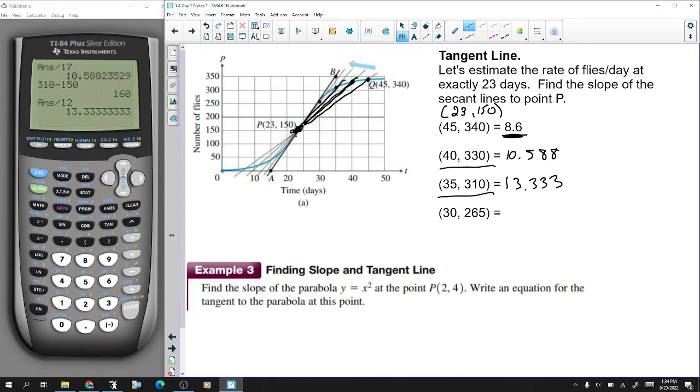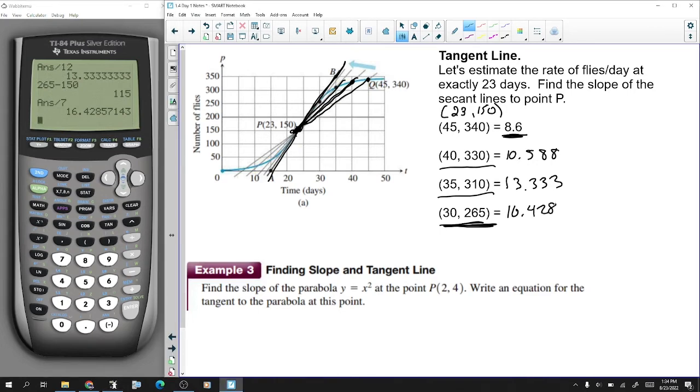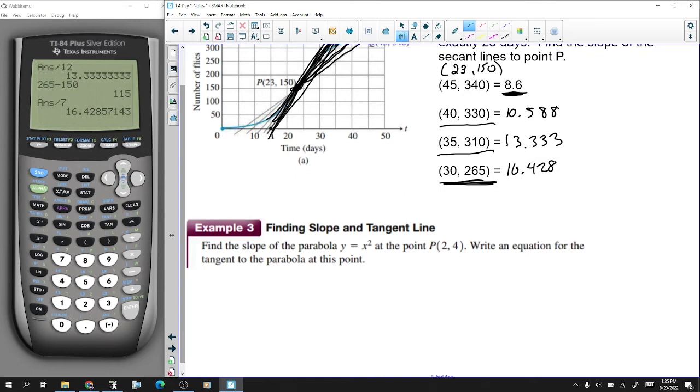Now we're working our way towards getting the slope of the tangent line right there. Let's go with just this last one. We have 265 minus 150, and we're going to divide by 7. So that's 16.428. Really what we're doing is working our way towards using secant lines to estimate the slope of the tangent line, and we did this exact same process with instantaneous velocity. So finding the slope of the tangent line and instantaneous velocity is doing the exact same thing.